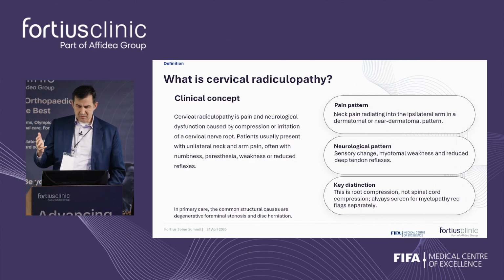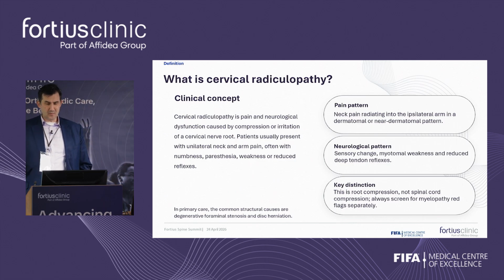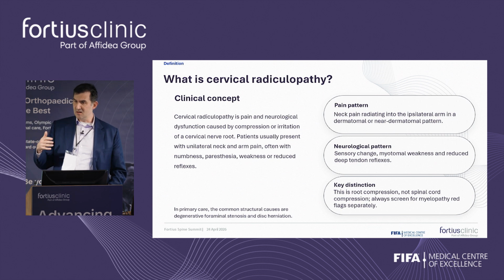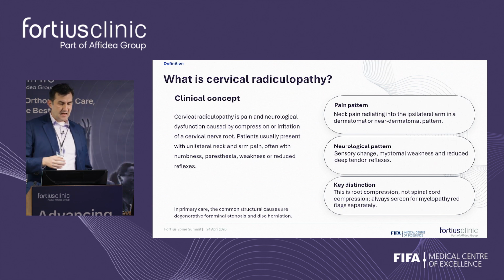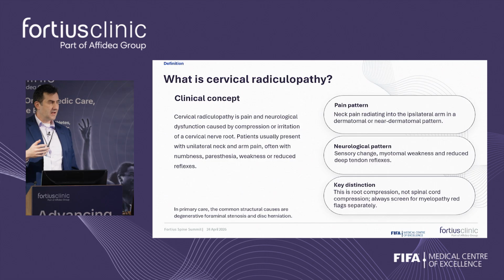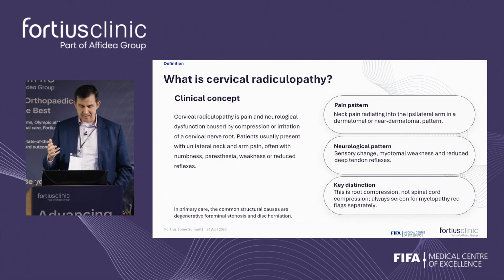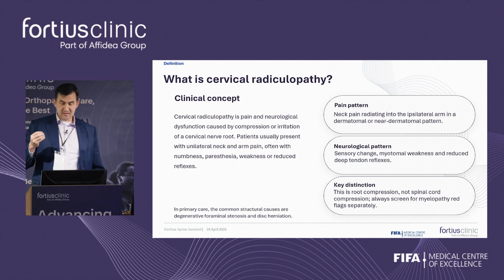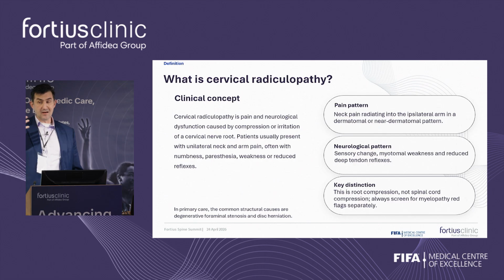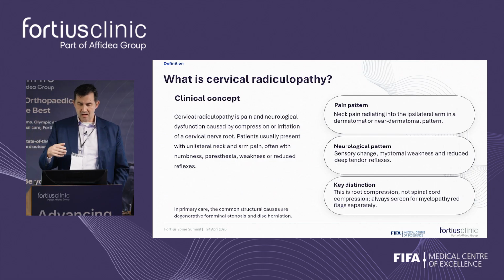So, clinical concept: cervical radiculopathy is usually followed by pain, and neurological dysfunction if there's a significant compression of the nerve root, and also a patient will usually have unilateral radicular pain. Occasionally it can happen on both sides, but that's usually a really complicated case. What is most important for us, and also for you as a practitioner, is to find the pain pattern, because it will tell you exactly where it is in neurology in the vast majority of cases.